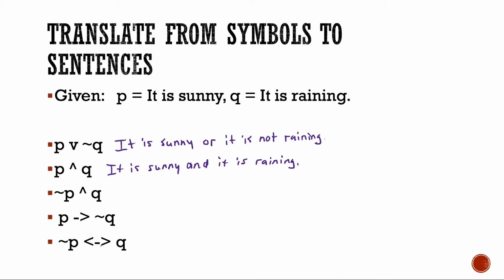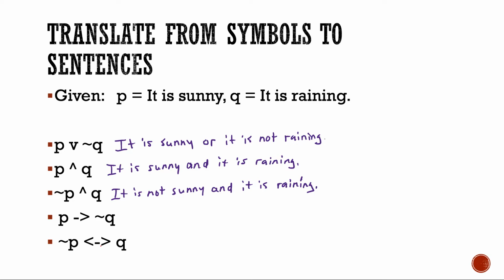For the third example, we'll begin with the negation of P. So P is it is sunny. If I'm going to do the negation, I'm going to say it is not sunny. I'm going to do my symbol. This is the symbol for and. And then I'm going to write the Q. So the Q is it is raining. And so we have it is not sunny and it is raining.